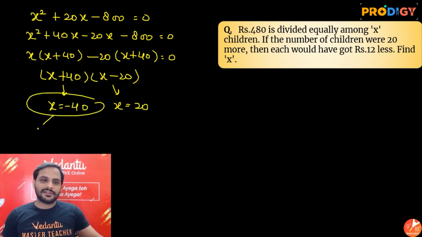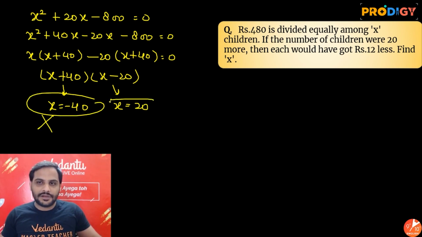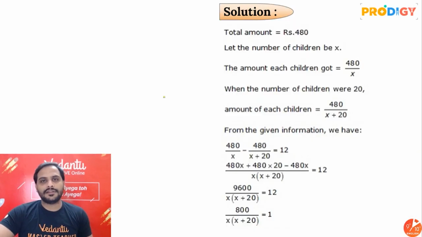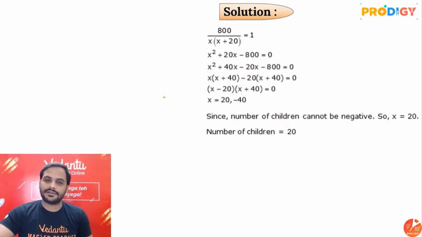Obviously, minus 40 will be rejected, because the number of children obviously cannot be negative. So how many children are there? X is equal to 20. How many children? X equal to 20. 20 children are there. Okay?